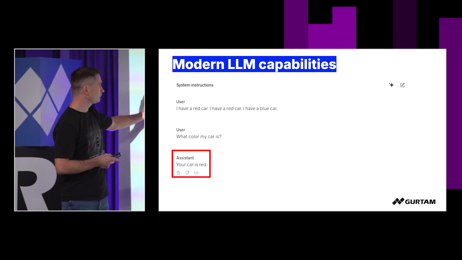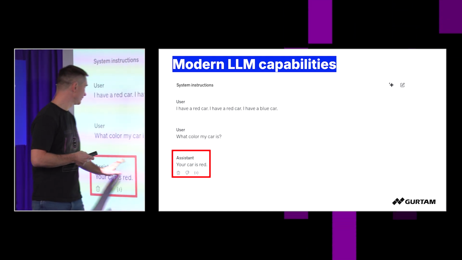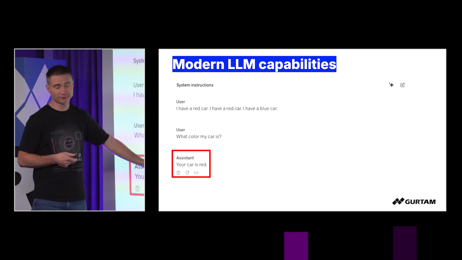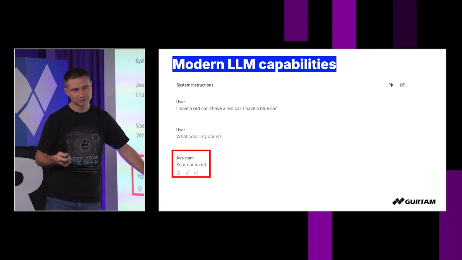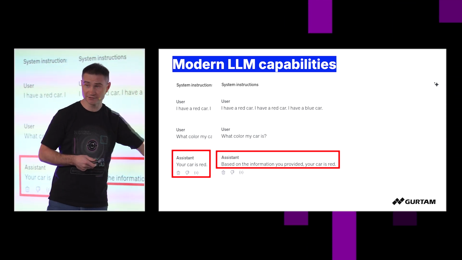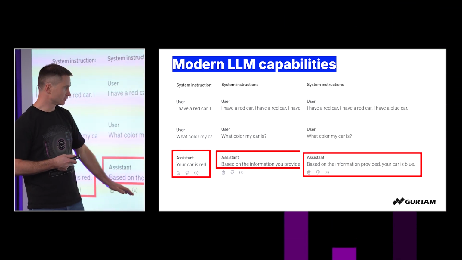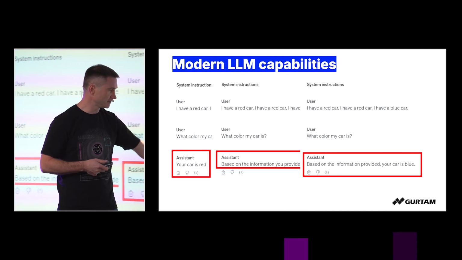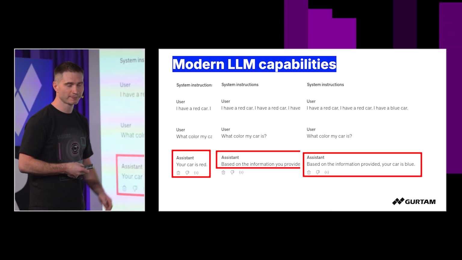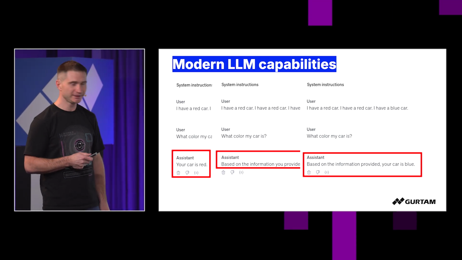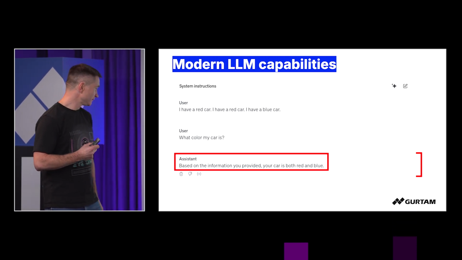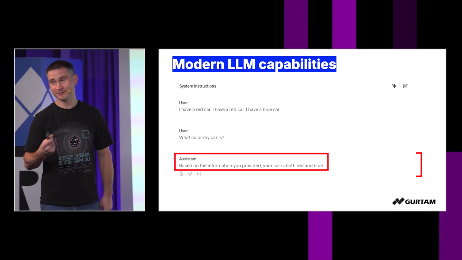So I sent it: I have a red car, I have a blue car. What color is my car? It responded: your car is red. Great. The second time: based on the information you provided, your car is red. Perfect. The third time: based on the information provided, your car is blue. So it works. You can test it on your own. Then I tried a fourth time. Do you know what it answered? Based on the information provided, your car is both red and blue.